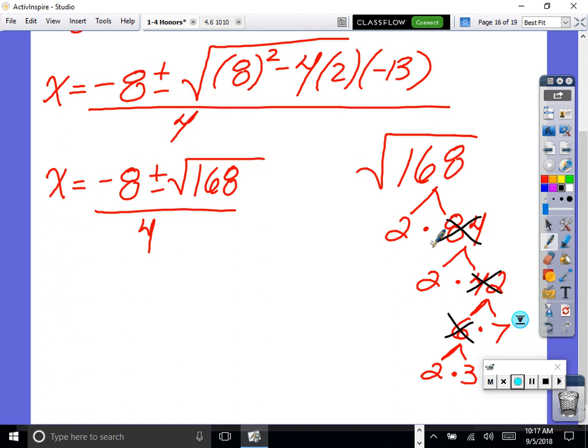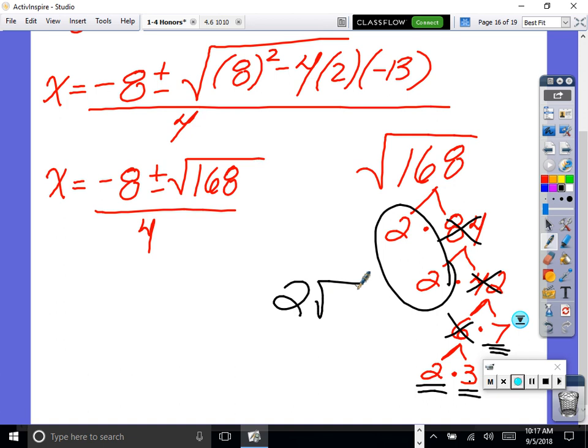Okay, cool. So now pull out groups of 2. Pull out a 2, 2, 3, and 7. None of those can come out, can they? All right, so we pulled out a 2, and then left was the root of 2 times 3 times 7, which is 42. Okay, let's insert that in. x is equal to -8 plus or minus 2 root 42 all over 4.